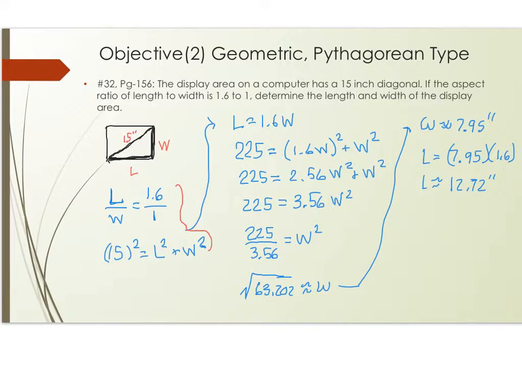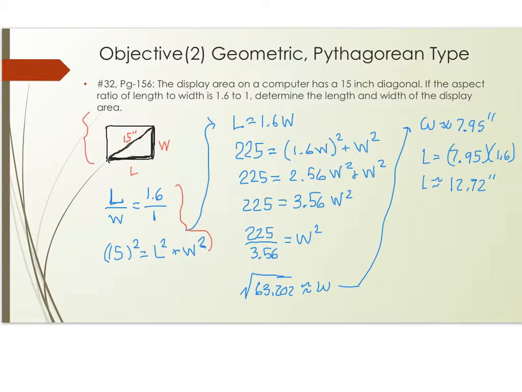In this geometric problem, our objective is to solve it using the Pythagorean theorem. This is problem number 32 on page 156. The display area on a computer has a 15-inch diagonal. If the aspect ratio of length to width is 1.6 to 1, determine the length and width of the display area. So again, we draw our picture, and we see that the hypotenuse is 15 inches.